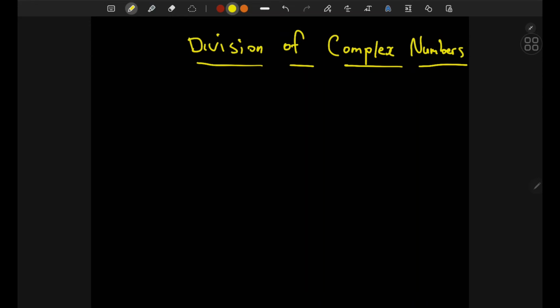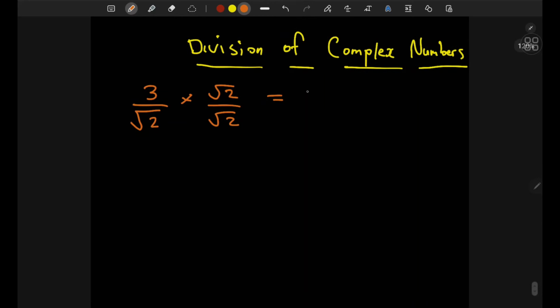So the next section we're looking at is the division of complex numbers. So just a quick recap. If I was to give an expression, say 3 over square root of 2, if you look at this expression, it's not in its simplest form. For us to simplify it further, we'll multiply it with the square root of 2 over square root of 2. This gives us, when you multiply the numerator, we'll have 3 square root of 2 over square root of 2 by square root of 2 will be 2. And this is now simplified.